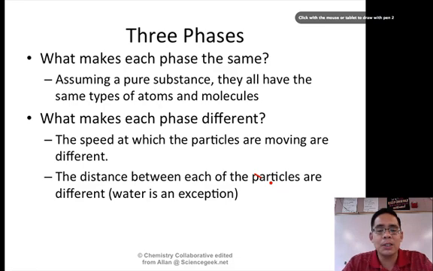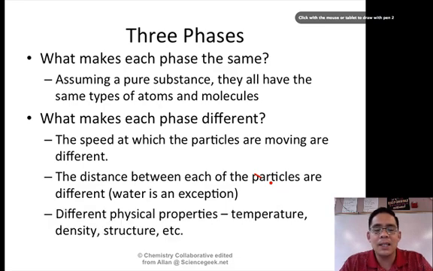The distance between the particles is also different. As you go from solid to liquid to gas, the distance between the particles becomes greater and greater. Unfortunately, as a side note, water is one of the few exceptions. That's why solid water can actually float in liquid water. Otherwise, it would be the other way around.